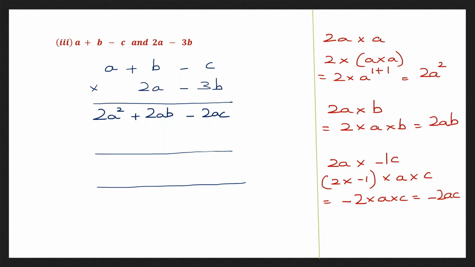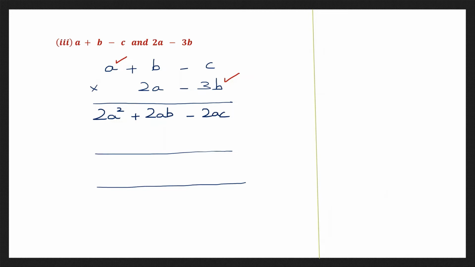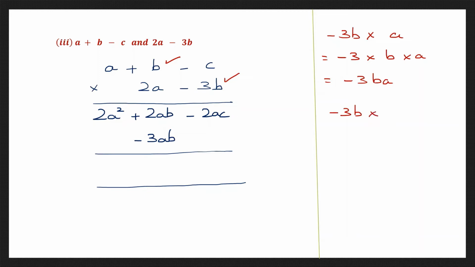Now let's do with minus 3b and a. So minus 3b into a. So that is minus 3 into b into a, which is minus 3ba or minus 3ab. So let's see if there's a column for that. Yes, minus 3. We have an ab column here. We'll put it here. Now we take minus 3b into plus b. So minus 3b into b.